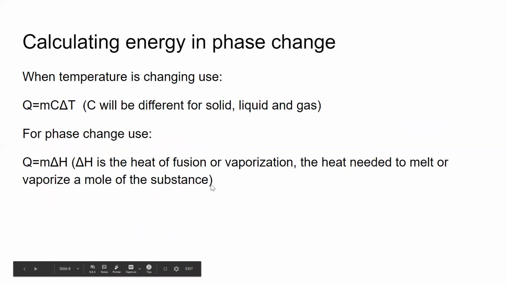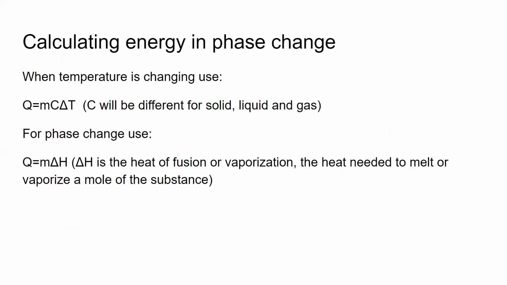And lastly, let's talk about quick calculations. We can still use Q equals mcΔT anytime that temperature is changing. You just have to remember that the specific heat of that particular substance will change depending on whether it's a solid, liquid, or gas. With water, C is 1 calorie per gram degree Celsius as a liquid, but it's much lower as a solid or as a gas. And then finally, to get into phase change, since there's no change in temperature, it stays flat, we can't use mcΔT.